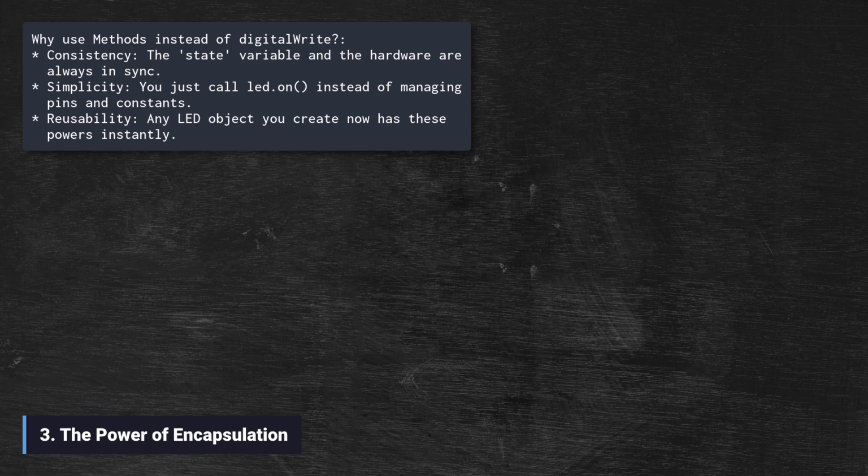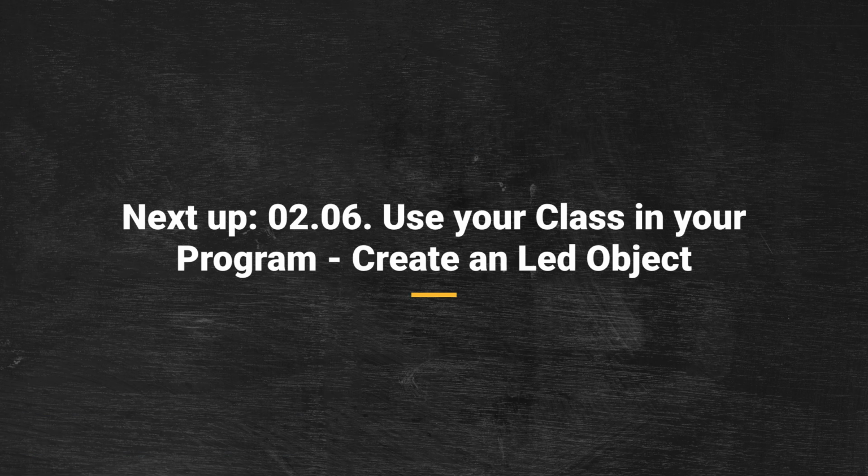By using these methods, we ensure that the internal state variable always matches the actual hardware. You no longer need to remember which pin is connected to which LED. In your main loop, you just tell the object what to do. Our blueprint is complete. Now, let's see it in action. In the next lecture, 02.06, we will instantiate an LED object and run it on a real Arduino. See you there.